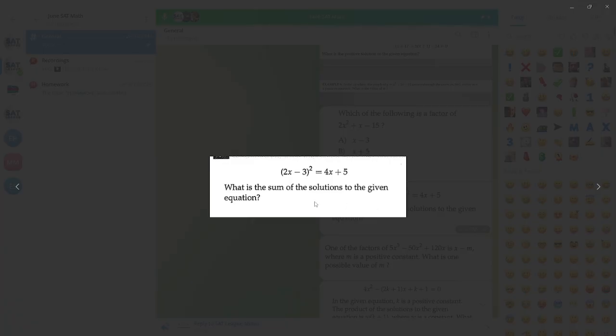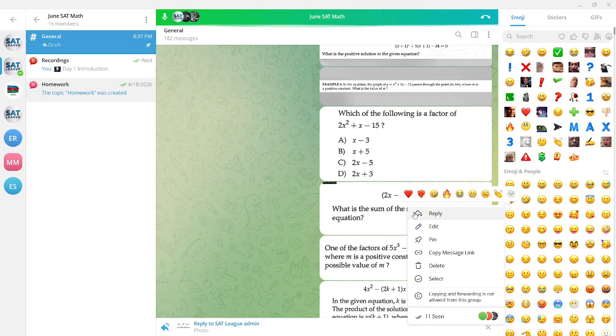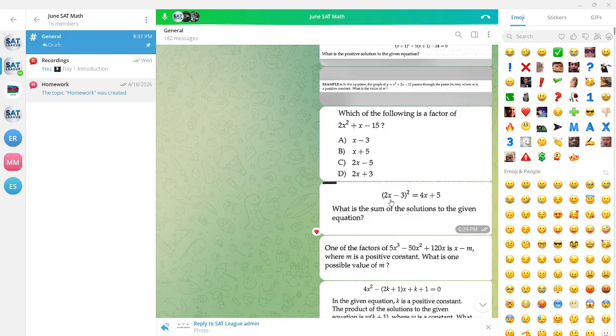What is the sum of solutions to the given equation? We have an equation, but the problem is it is not in the standard form. It is not ax squared plus bx plus c, right? We still have to find the sum of solutions. We cannot use the formula negative b over a that we learned. How can we solve it, guys? Do you know?